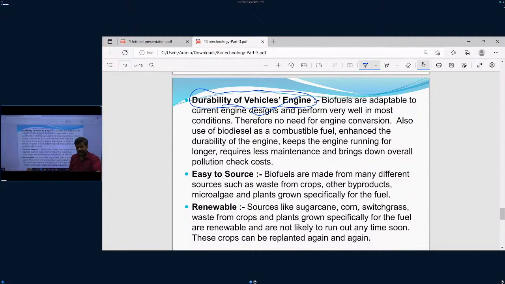First thing. Second thing, beta, the most important advantage is that in the current engines, whatever the design and capacity is, in the same engines we can use the biofuel also. There is no need to change the designing of the engine. This is very effective.